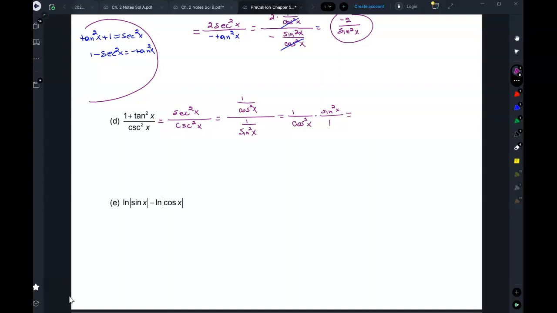So what's sine squared over cosine squared? Tangent squared x, right? The important thing is to get the right answer. Either way will be okay. Sine squared x over cosine.